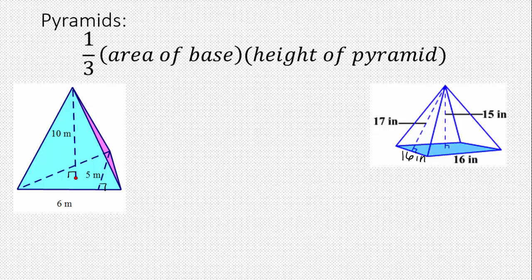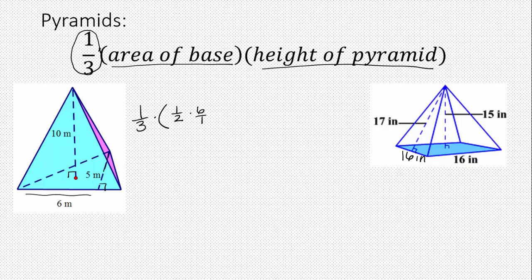Okay, if you remember the general formula, it was area of the base times the height. And that worked for prisms. For pyramids, we also need to multiply that by 1/3, which is the same as dividing by 3. So let's try it. We have 1/3 times, and then we need area of the base. In this case, it's a triangle, so we do 1/2 base times height. The base is 6, and the height of the triangle is this measurement right here, so that's 5.